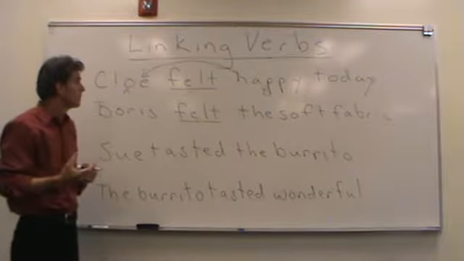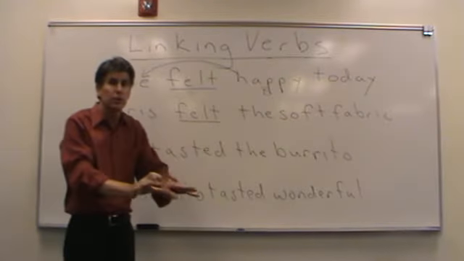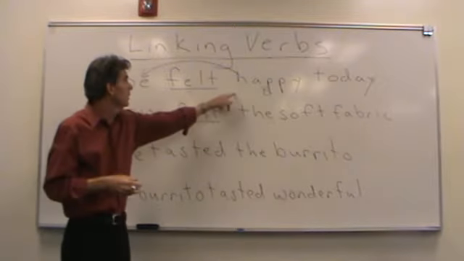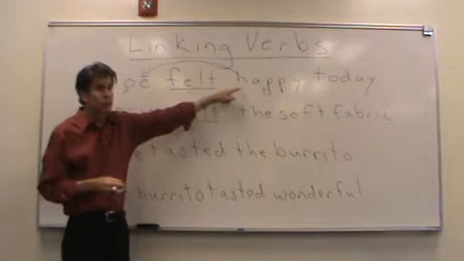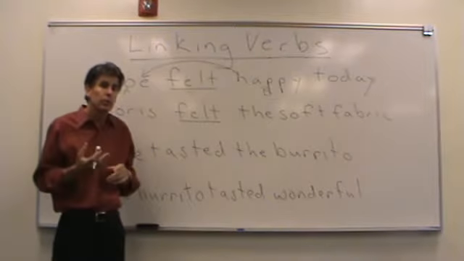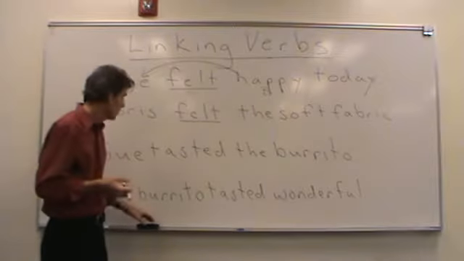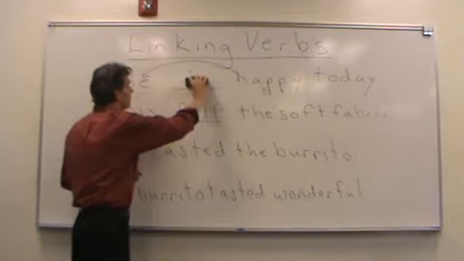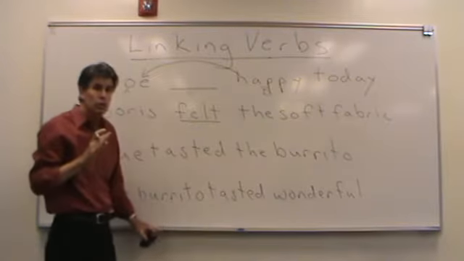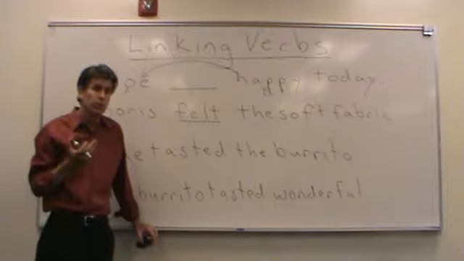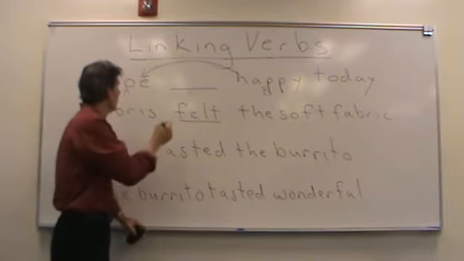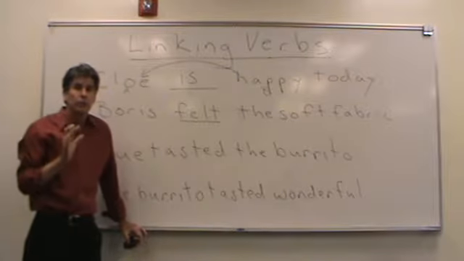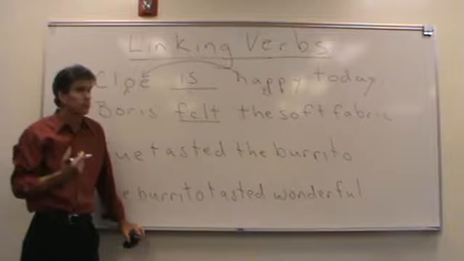It's describing her. It's not something she's actually doing. She's not touching the happy. That would be kind of weird. So instead, it seems the happy is describing Chloe. This is a description of her. Something you can usually do, not always, but usually, it's a pretty good test, is you should be able to substitute in a form of the verb to be, and it should work. It doesn't always work, but it often does. I could say Chloe is happy today, and it does give the same basic sense as the original sentence.